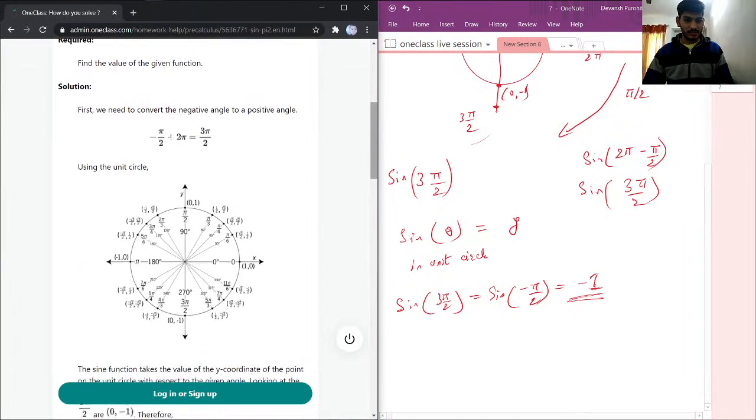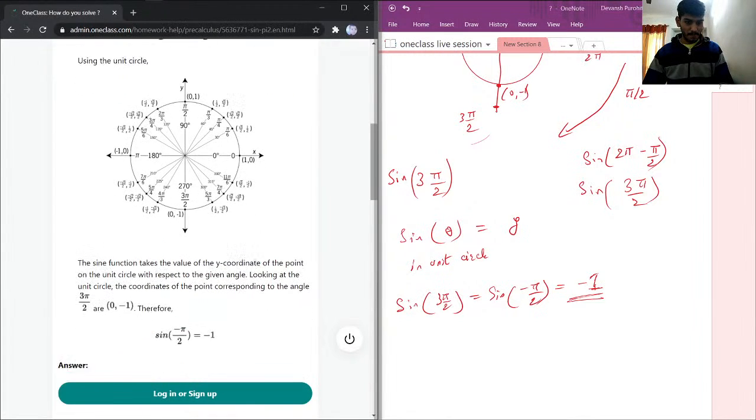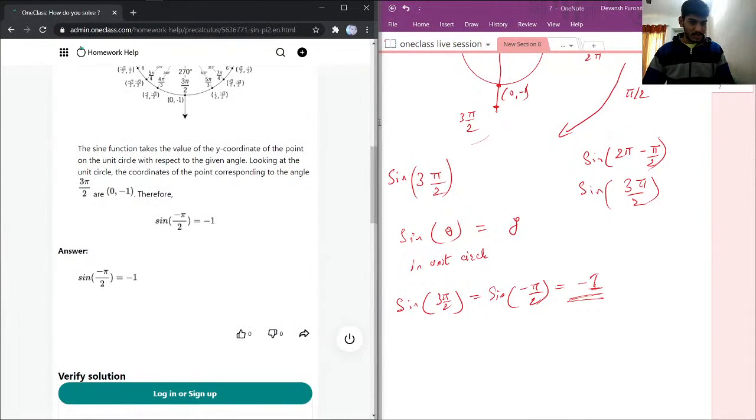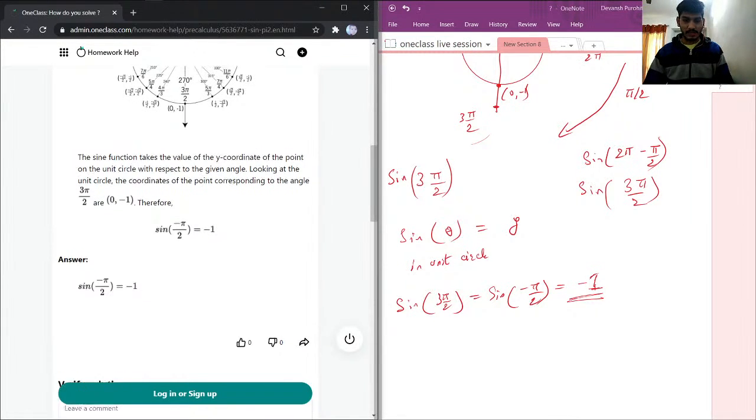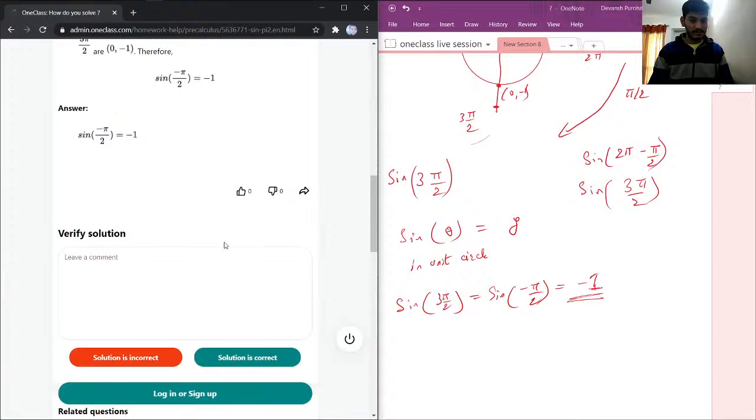Let's see the solution given by junior tutors. First we need to convert the negative angle to positive, so we already did that. Then the sine function takes the value of the y coordinate of the point. We did the same thing, and the final answer is negative of 1. The solution given by the junior tutor is correct. I'll just write correct solution. Good.